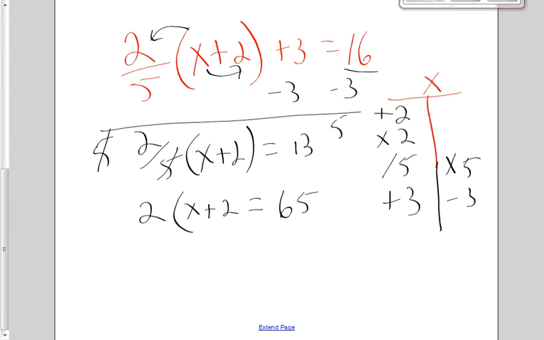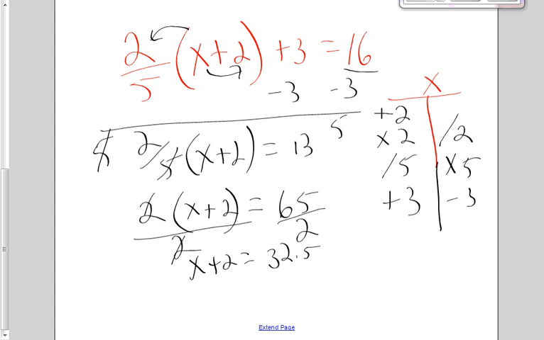Okay? And next, we will take a look at what happened. Instead of multiplying by 2, we will divide by 2. So we'll divide this by 2, and we will divide this by 2, and 2 goes into 2 once. So we end up getting x plus 2 is equal to, and that is 32.5.